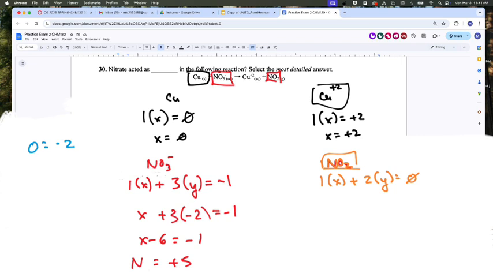Again, I'm looking at nitrogen versus oxygen. Our quote-unquote rule for oxygen is that it is a -2. So we could specify our oxygen again as a -2. We could sub that into our equation. X minus 4 equals 0. And I get X equals plus 4. What did we say X was? That was the oxidation state for the nitrogen. Okay?